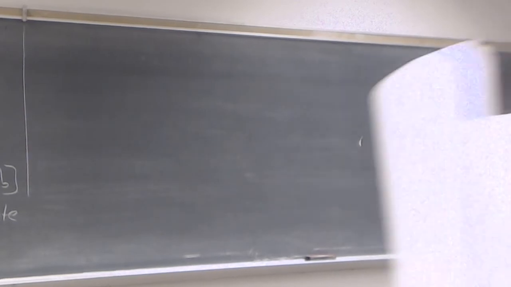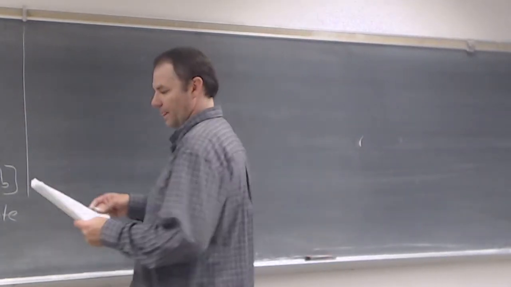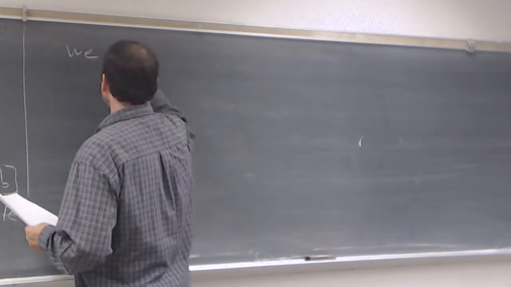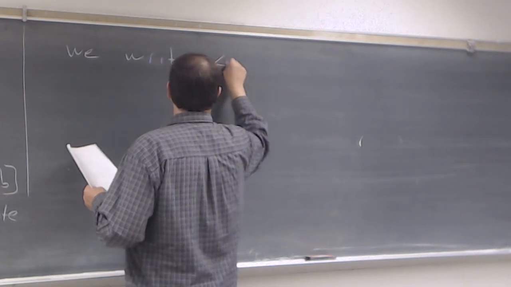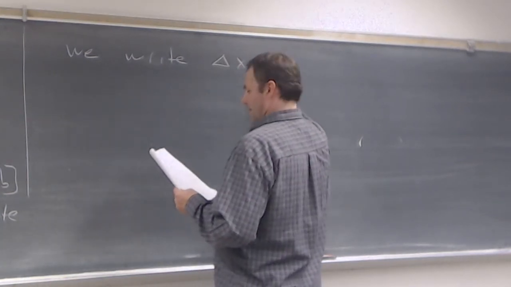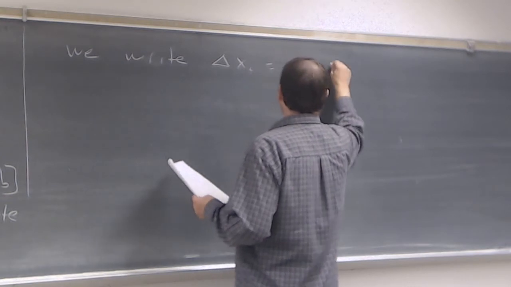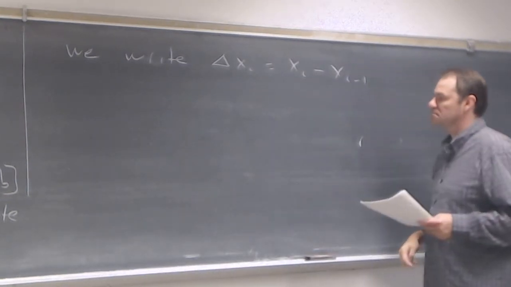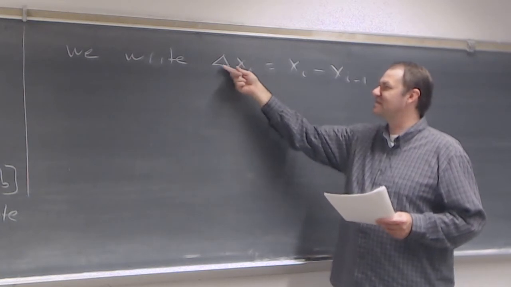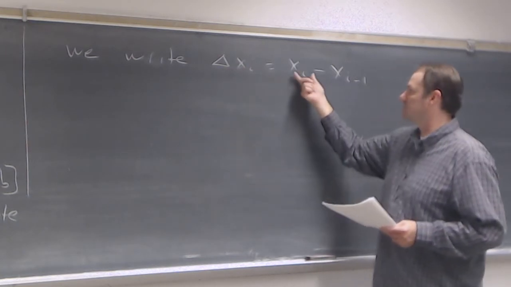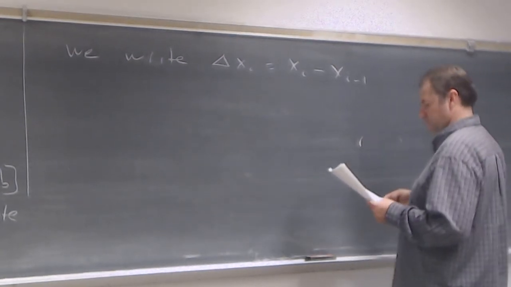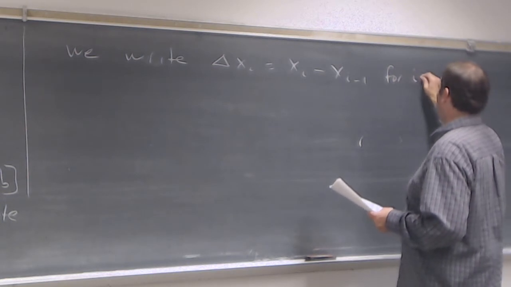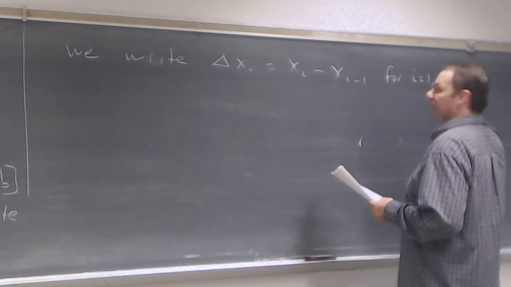Some more notation that's involved in building up to a Riemann-Stieltjes integral is that we're going to write that delta x_i is equal to x_i minus x_{i-1}. So delta x_i is the change in x's. It's the distance between two consecutive partition points. And we'll say this for i equaling 1 up to n.